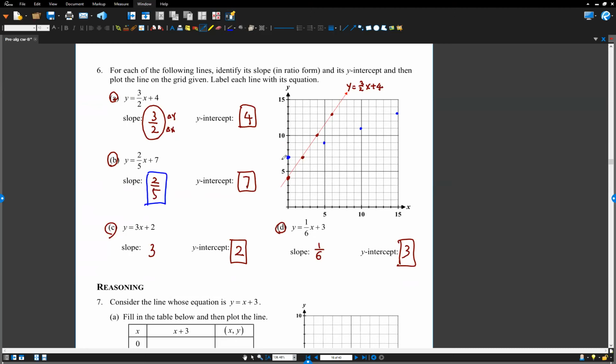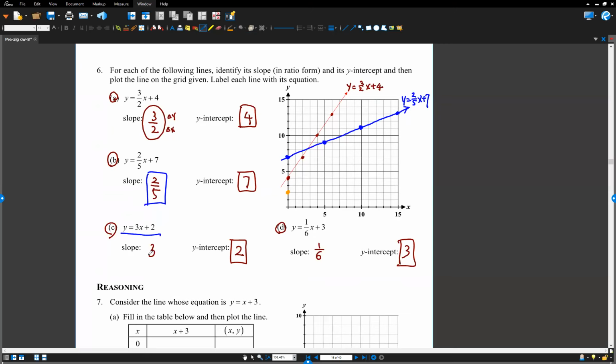Now this time I'm going to do this. Here, here, here, here. This is y equals 2/5x plus 7. We're going to try one more, okay? Because you guys know this already. 3 over here, the starting point is 2. I'm going to find the starting point 2 over here.